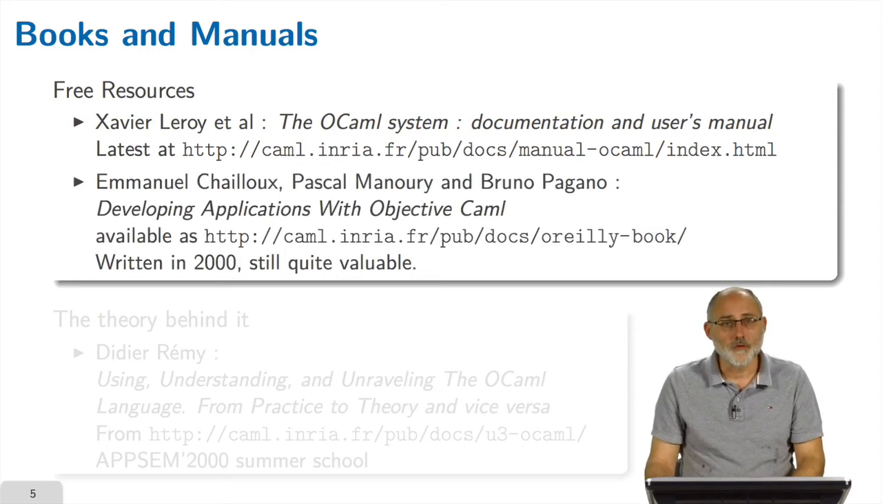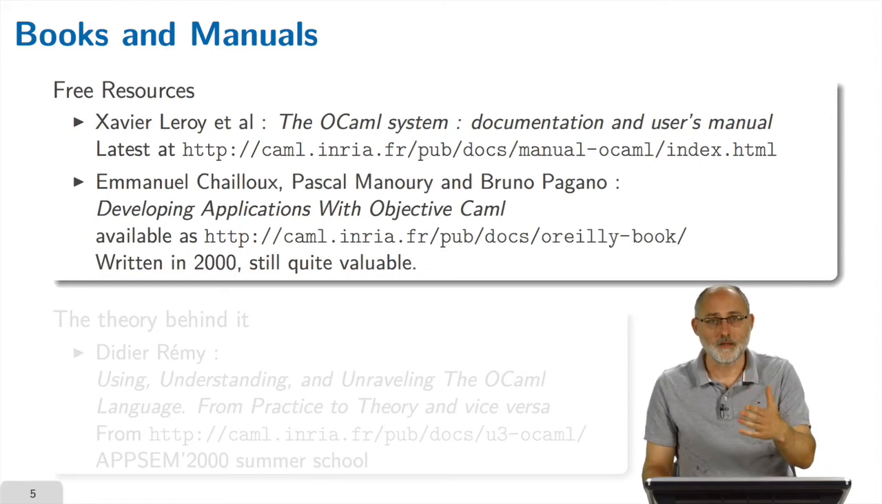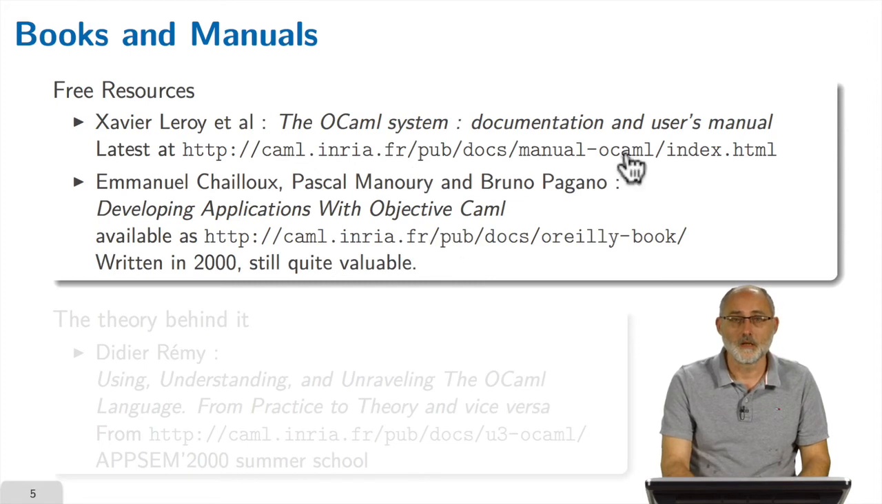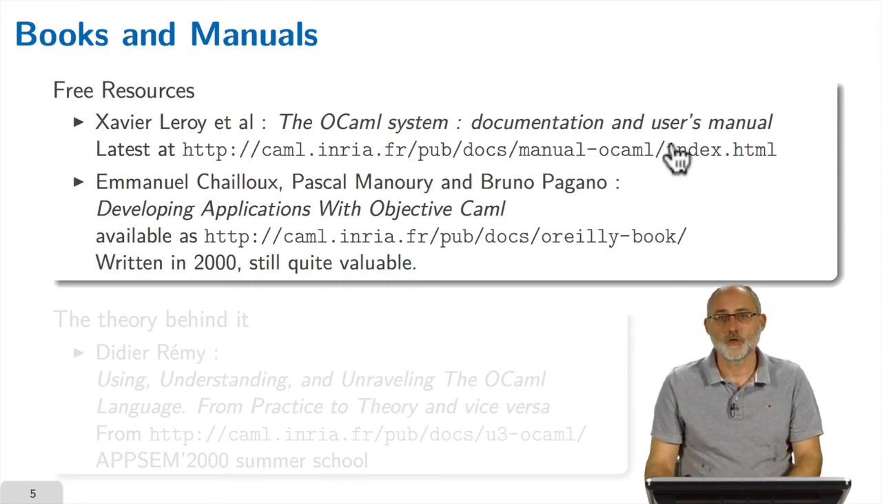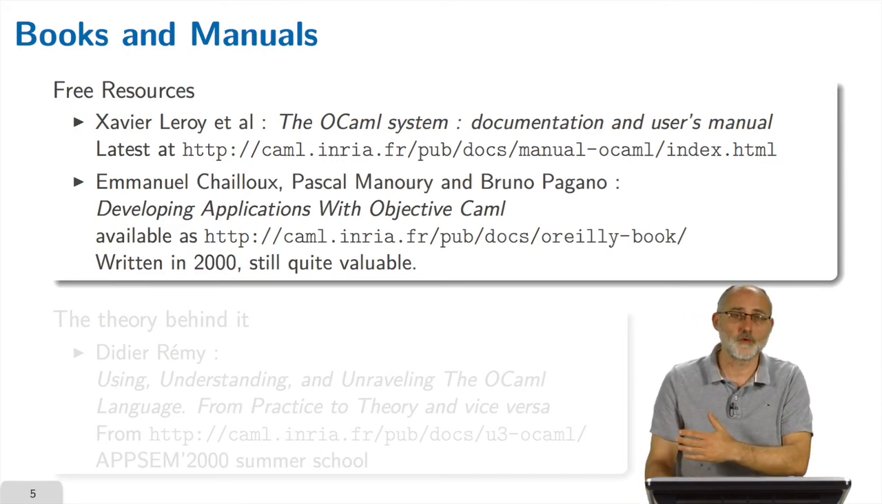And then there is a book which was written in the year 2000, so yes, 15 years ago, but still quite valuable, from Emmanuel Chailloux, Pascal Manoury, and Bruno Pagano. It was originally written in French, translated into English. It is available for free, again from this link here, Developing Applications with Objective Caml. It doesn't cover the most recent advances in the language, but for the introduction it is really beautiful.